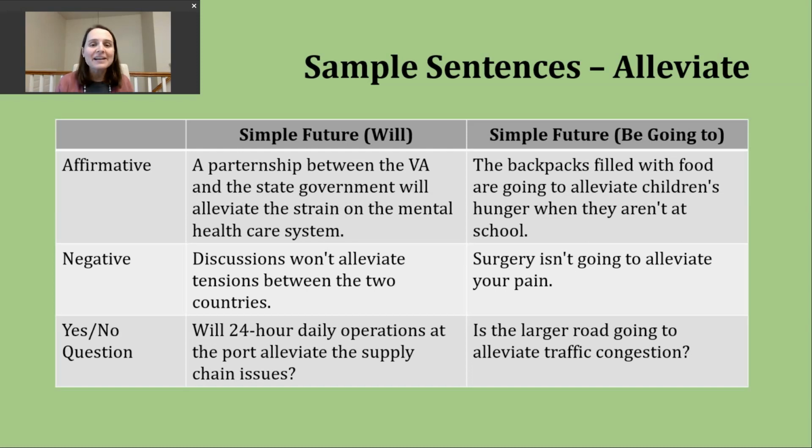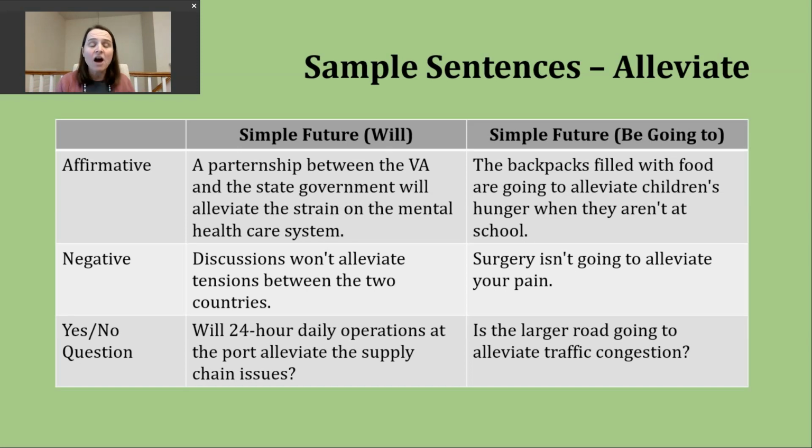Okay, so here the phrase VA might be new for you. This is referring to a government Department of Veteran Affairs, VA. So veterans are people who have served in the military. And so we're talking about a partnership between this organization and another state government that is going to lessen the strain, and strain means too many needs, not enough ability, or not enough resources to help.